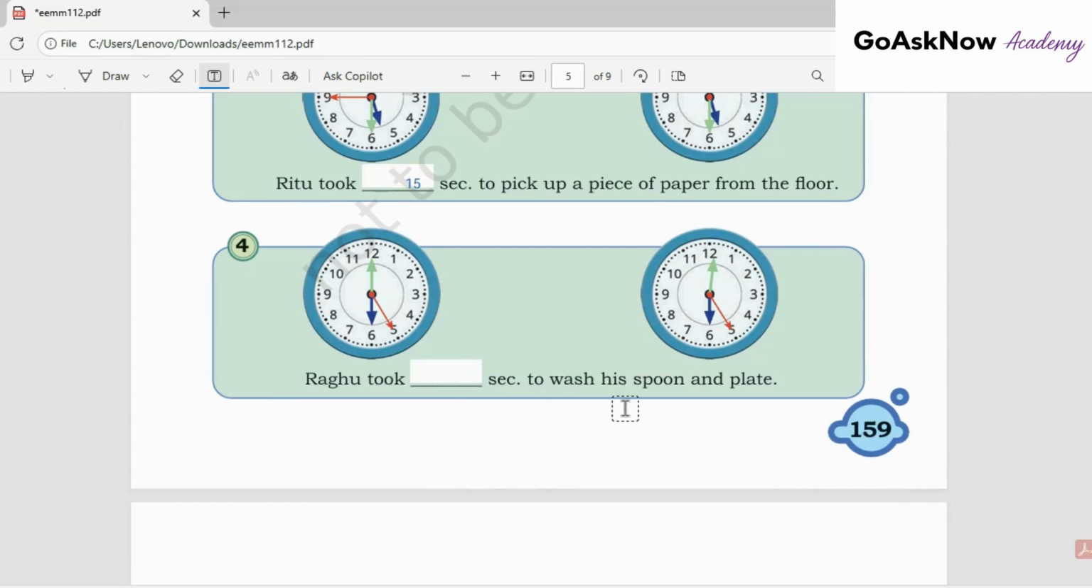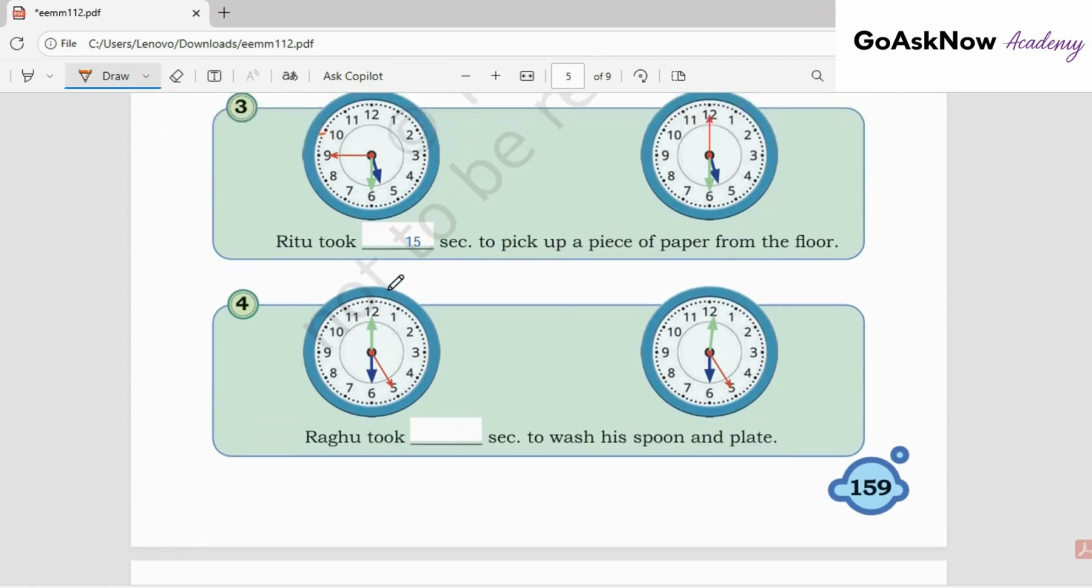Raghu took dash seconds to wash his spoon and plate. Here the hour hand is on 6 and the minute hand is on 12. This is 12:1, which is taking 1 minute. Here the second hand is on 5 and 5, which means 1 minute has passed. 1 minute is equal to 60 seconds. 60 seconds is the answer. Raghu took 60 seconds to wash his spoon and plate.